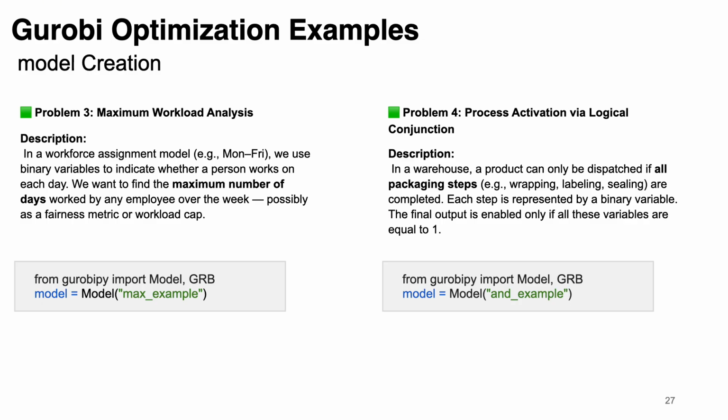Continuing our model creation for the next set of problems. For problem 3, maximum workload analysis, we create our container by calling model equals Model named max_example. For problem 4, process activation via logical conjunction, we set up the workspace by calling model equals Model named and_example. Each of these real-world problems now has its own dedicated Gurobi model object, ready to hold its specific variables and constraints.